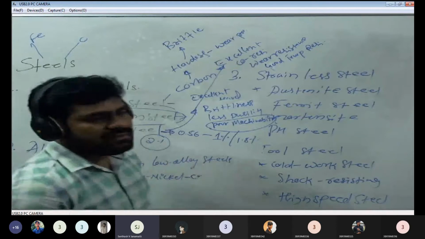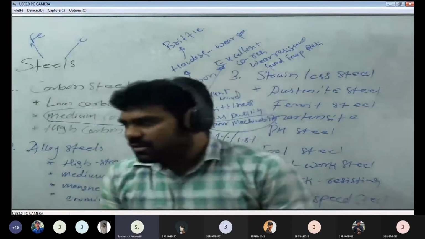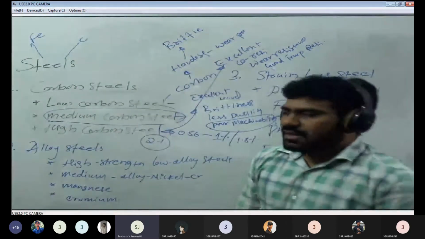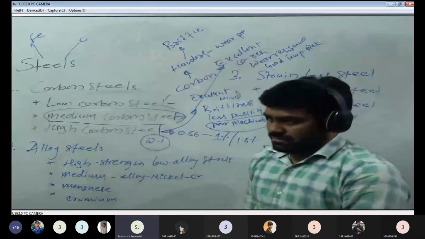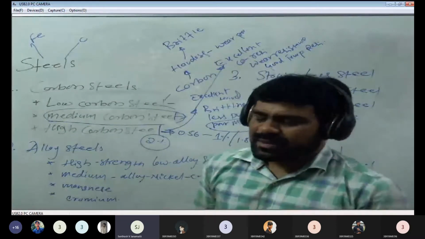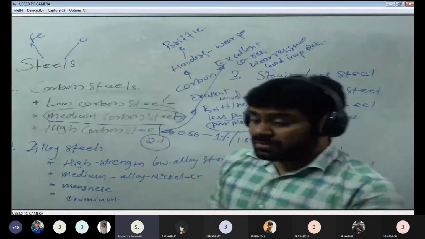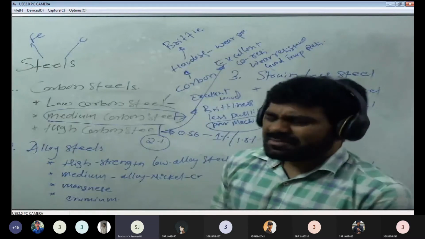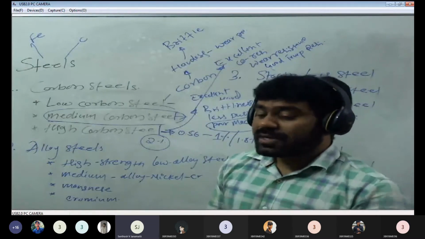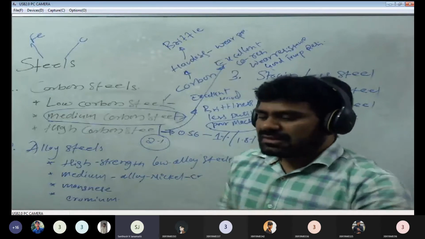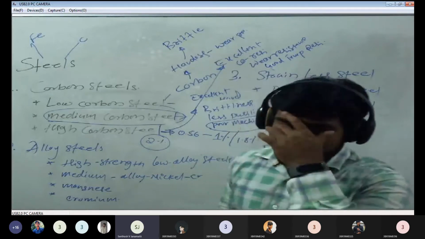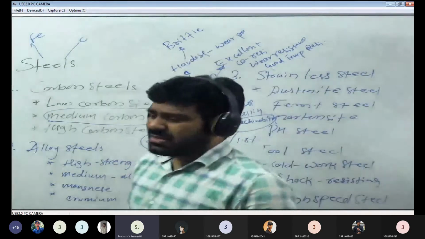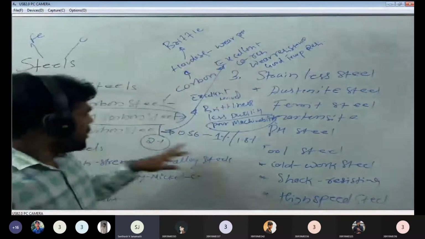While machining, we have very many difficulties, because we want special tools for doing all this, and the surface quality of the finished product is also very poor. So there are a lot of issues while machining these kinds of material. These are not suitable actually.